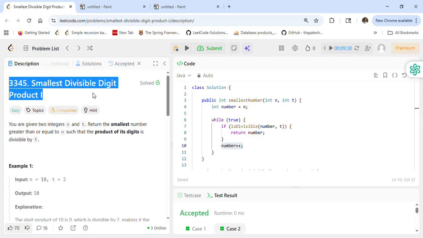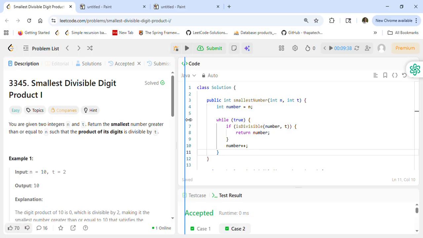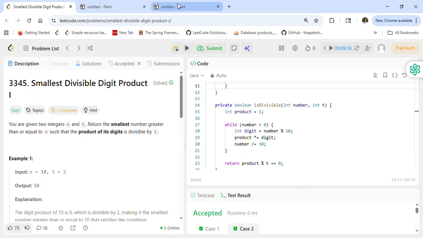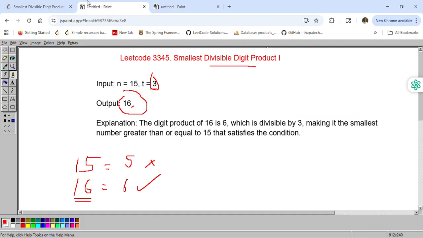3345, smallest divisible digit product 1. So it is a very simple mathematics related coding problem, where you should know how to find the digits of any number. You can use this concept to find any number's digits. Even if it is a big number, you can use the same concept of mod 10. I hope this video helped you understand this concept of finding the digits as well as solving this problem with this example.